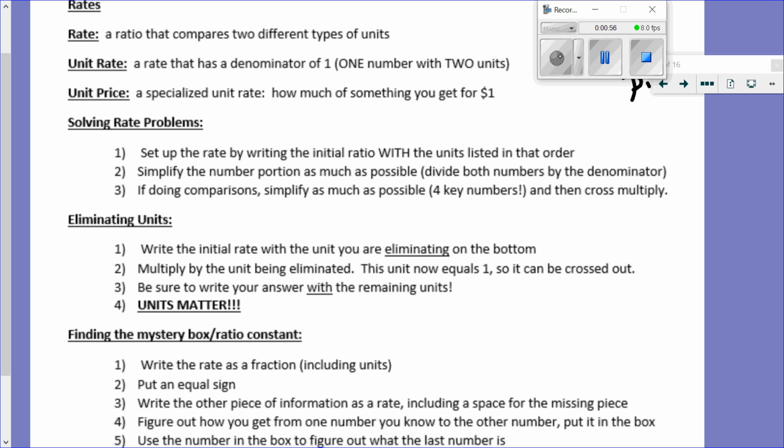Guess what, guys? Decimals. So we'll be doing decimals today. But we always have 2 units. So a unit rate is a denominator of 1. I'm going to just have one number and 2 units.